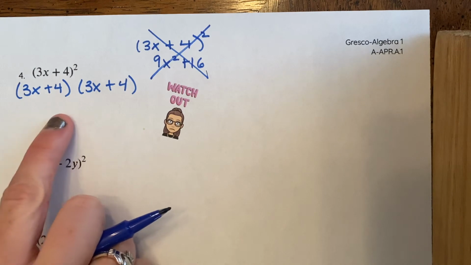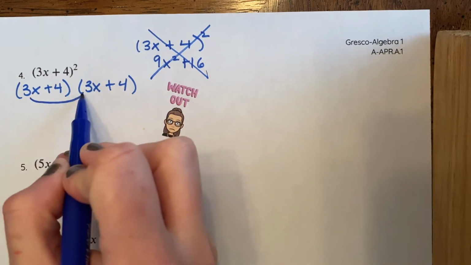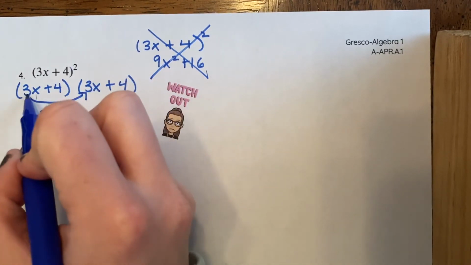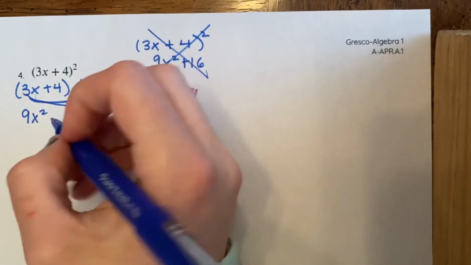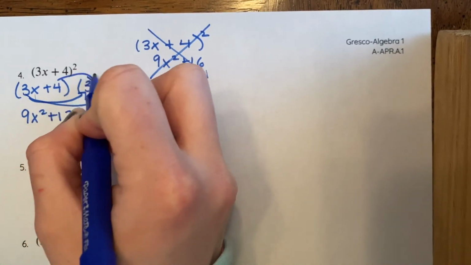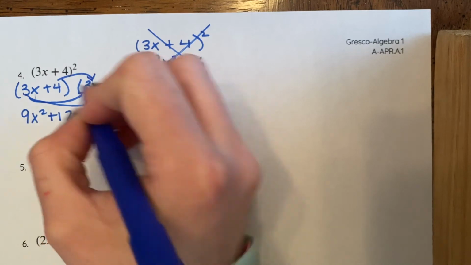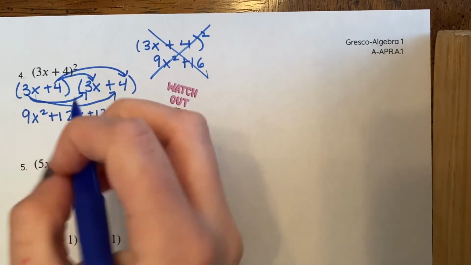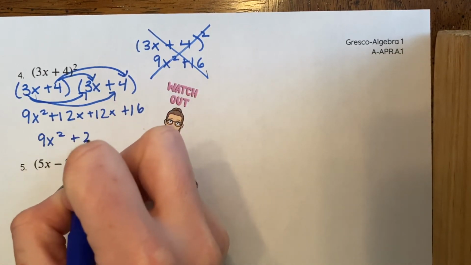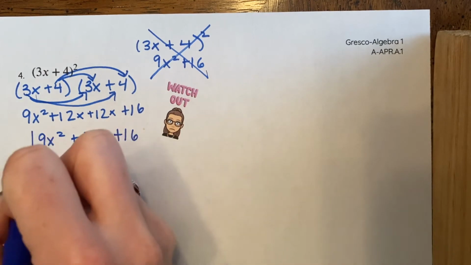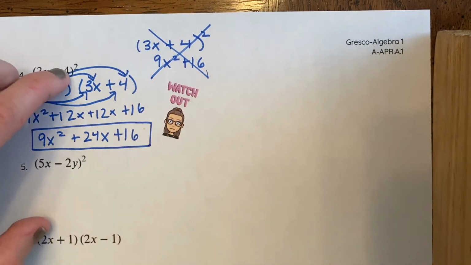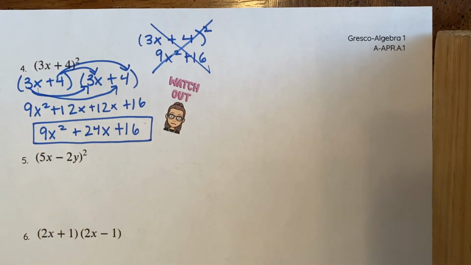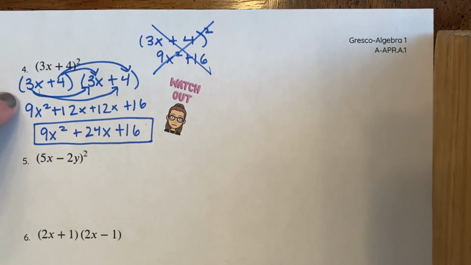We want to write out the 3x plus 4 times 3x plus 4. So we multiply. So we get 9x squared. And then 3x times 4 would be a plus 12x. And 4 times 3x would be plus 12x. And then 4 times 4 is 16. So our answer would be 9x squared plus 24x plus 16. So watch out for those. When you have it raised to the second power, like in number 4 and 5, you have to multiply both pieces out. This is the most common mistake that we see, okay?